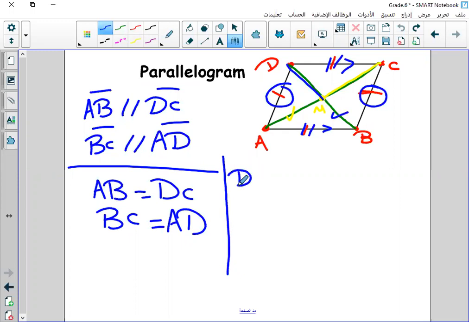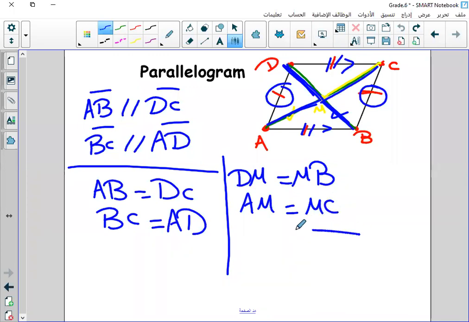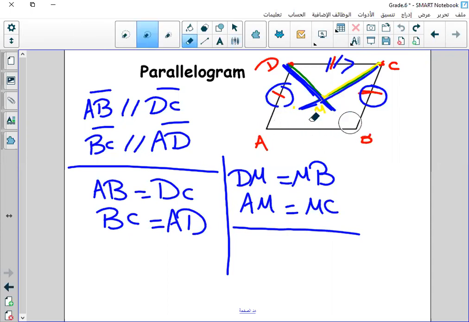So if we have two diagonals in a parallelogram, they bisect each other, then we can write DM equal MB and AM equal MC. This is the meaning of the two diagonals bisect each other. Okay, we will go to another property.